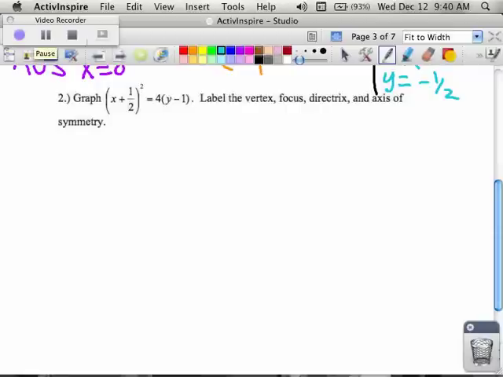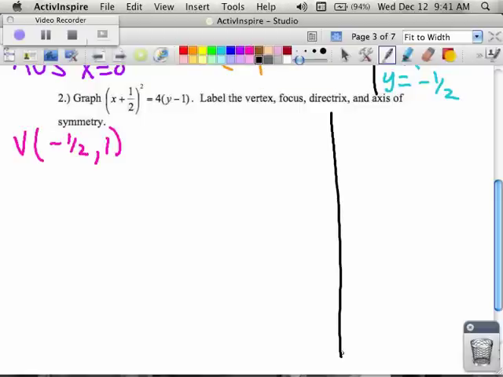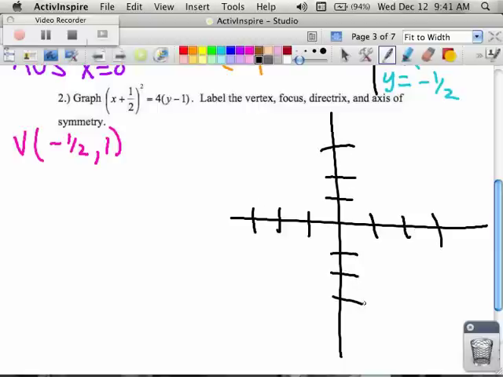Example number 2. What is everything based off of in a parabola? The vertex. The first thing I'm going to do is write down my vertex. So my vertex in this case is going to be at negative 1/2, comma 1. I go to my graph. I can start graphing some stuff here. And my vertex was at negative 1/2, 1, which is right about here.